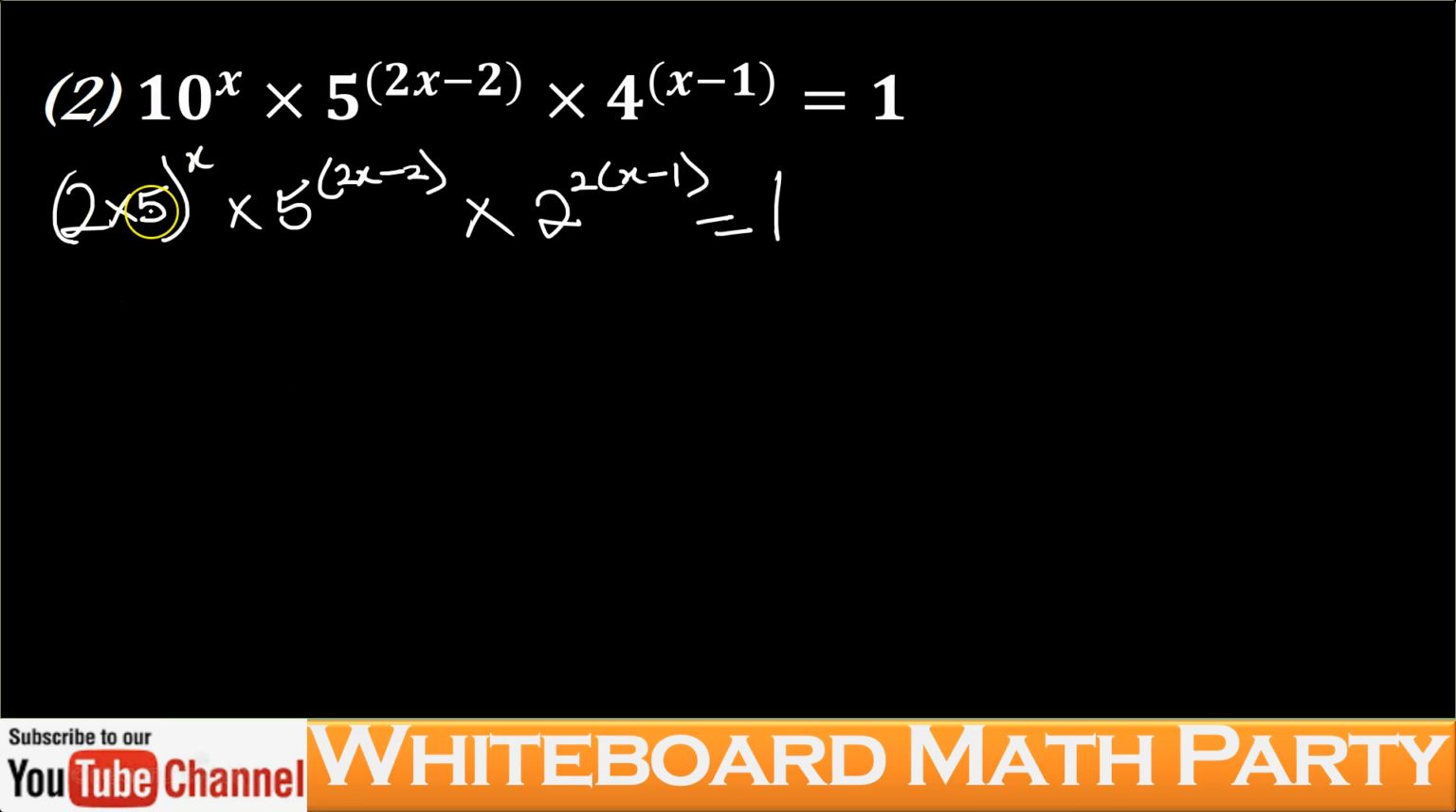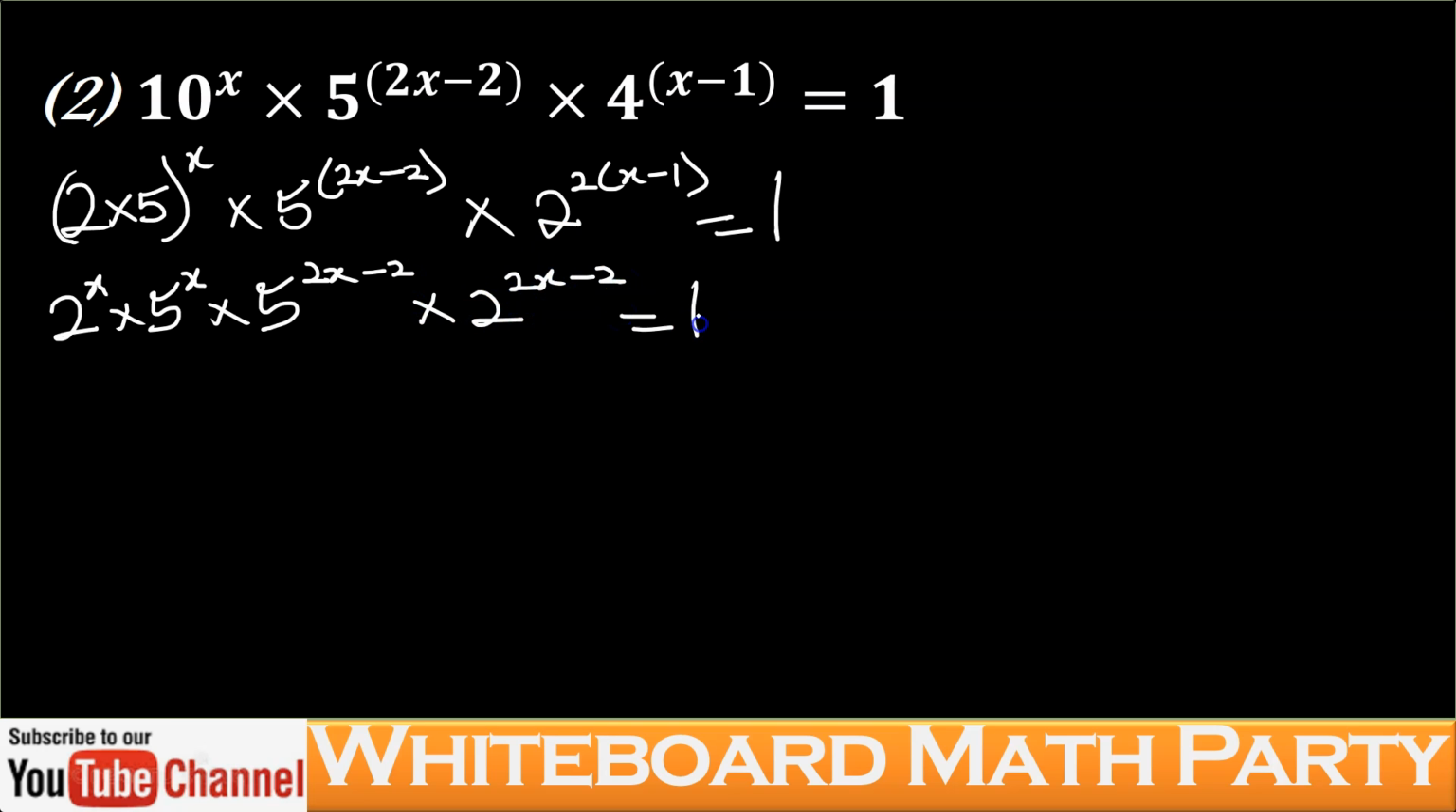Now, using the rule of same power when multiplied, this is going to be 2 to the power of x times 5 to the power of x times 5 to the power of 2x minus 2 times 2 to the power of 2x minus 2 also. Everything is equal to 1. Wow, we are progressing. Now work it out together as a way of collecting like terms. Let the 5's go together. So for the 5's, I'm going to do something like this. 5 alone to the power of x plus 2x is going to give me 3x minus 2. Yes. Times, what about 2?